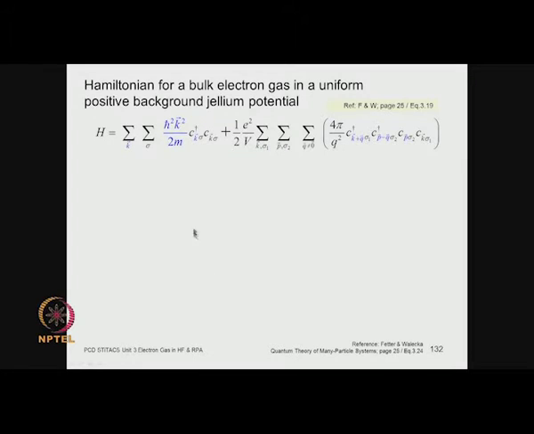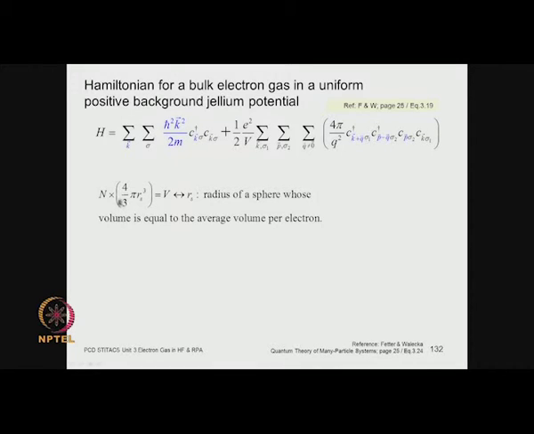So, this is the advantage of carrying out this mathematical construct and this procedure of taking the limits, and we now have the Hamiltonian for a bulk electron gas in a uniform positive background jellium potential. Everything is taken care of now: the electron-jellium potential term, and the mutual repulsion between the positive charges of the jellium. So, this is the full Hamiltonian for the system, and these are the terms that you get. Mind you, you have q not equal to 0 here.